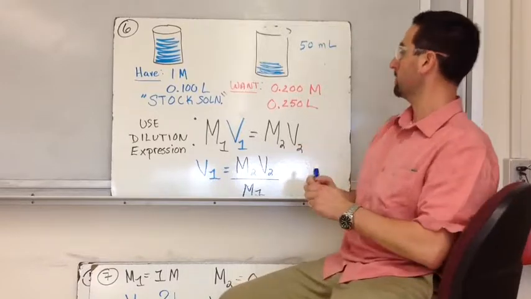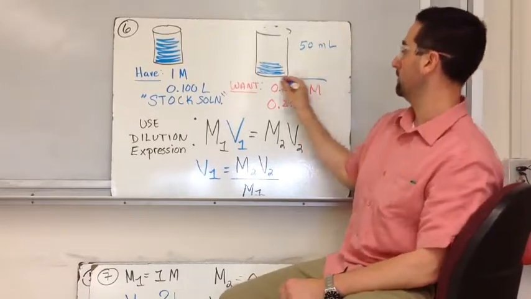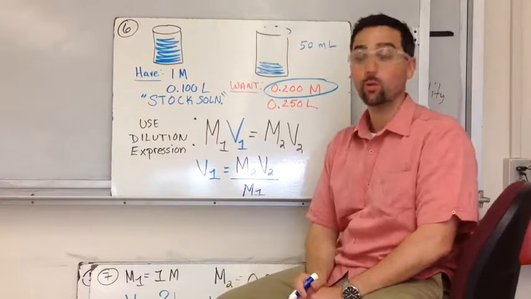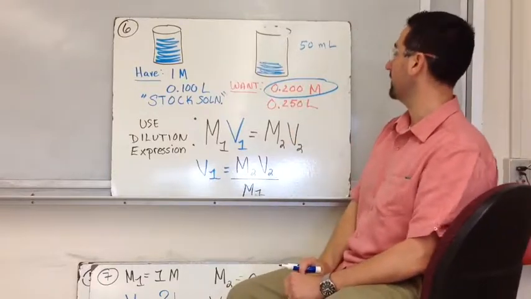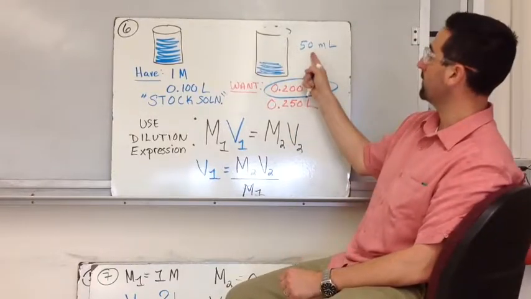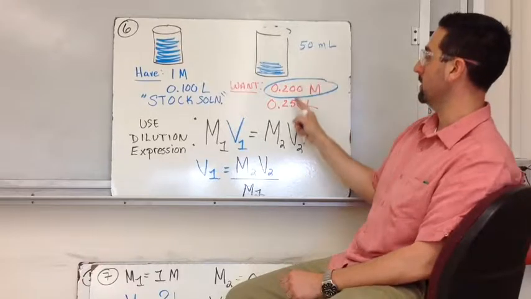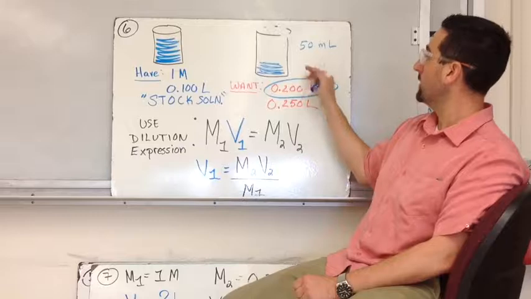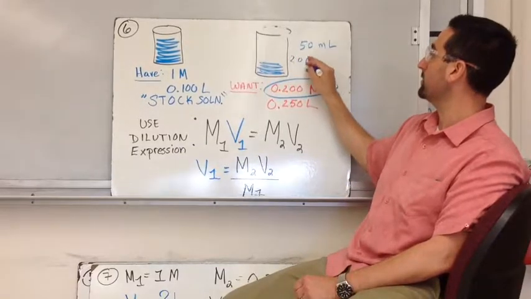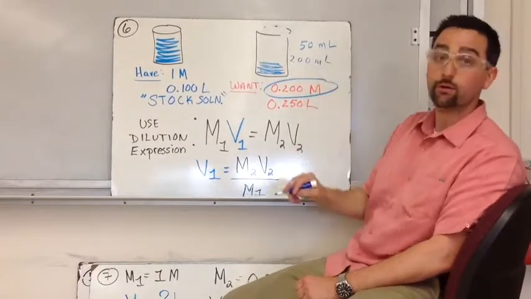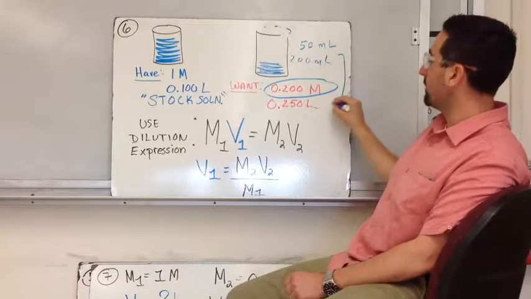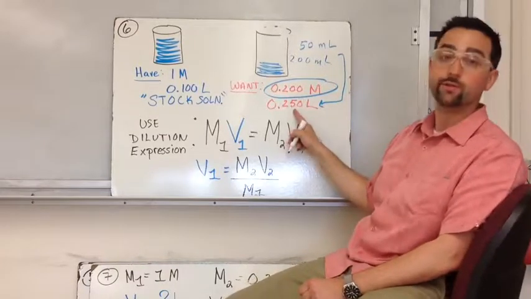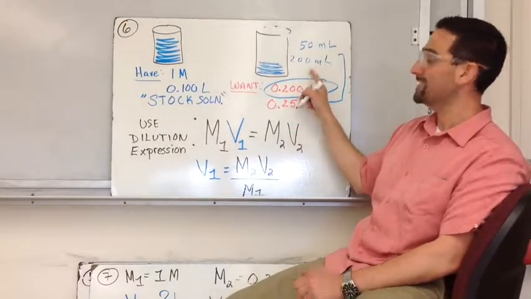But if you remember, we don't want 1 molar, we want 0.2 molar. We want to dilute this. We want to add water. So if we have 50 milliliters of solution in there already, and we want a total of 250 milliliters, we have to add an additional 200 milliliters of volume of water to bring our total volume up to 0.250 liters. So I need an additional 200 milliliters of water.